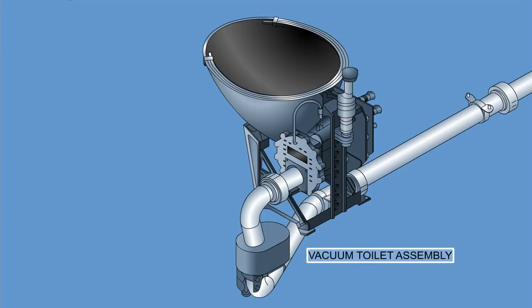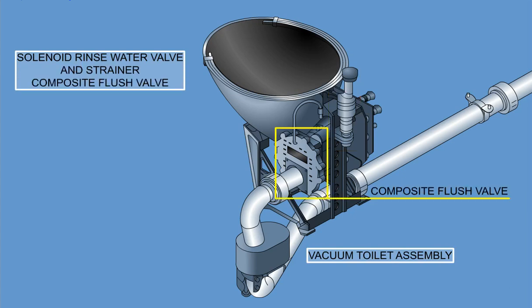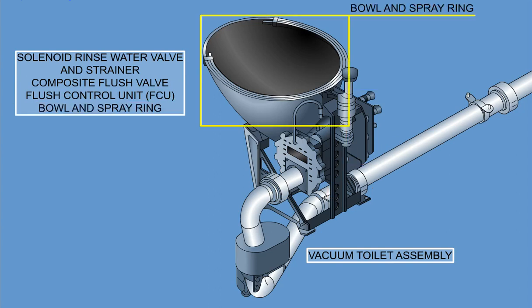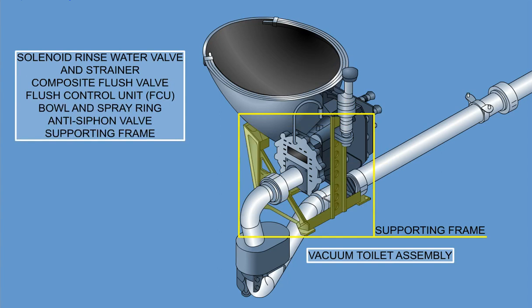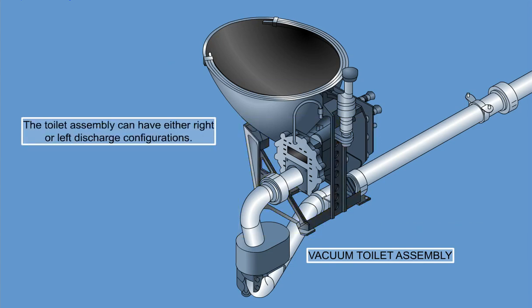The vacuum toilet assembly is a self-contained freestanding unit. It consists of a solenoid rinse water valve and strainer, composite flush valve, the flush control unit, FCU, bowl and spray ring, anti-siphon valve, and supporting frame. The support structure for the toilet is primarily welded stainless steel. The toilet assembly can have either right or left discharge configurations. 28-volt DC is supplied to the toilet assembly by SPDA-1 or SPDA-2.